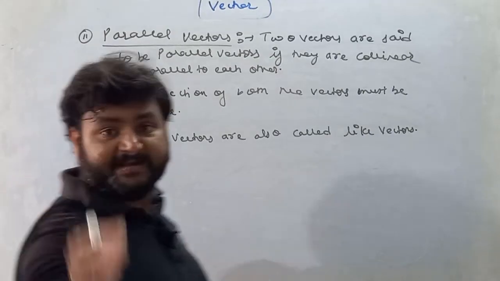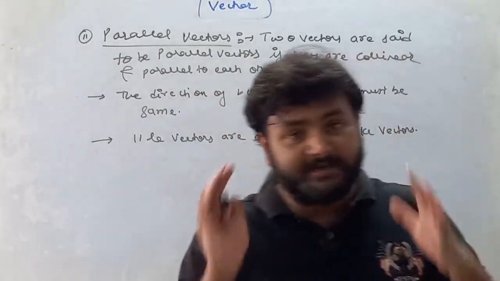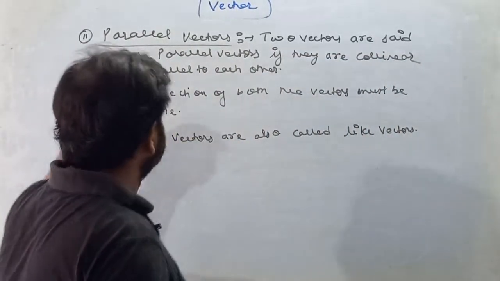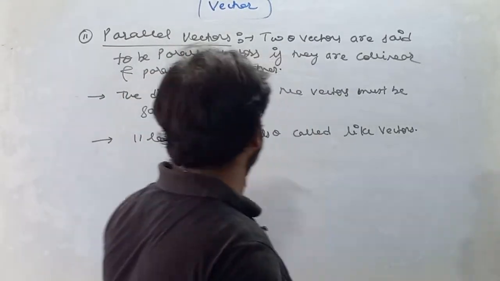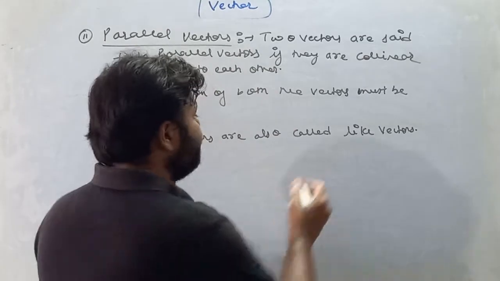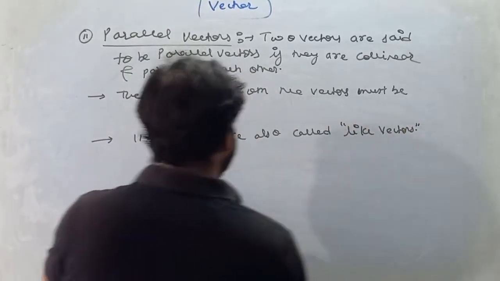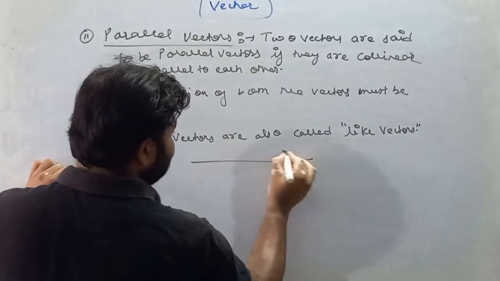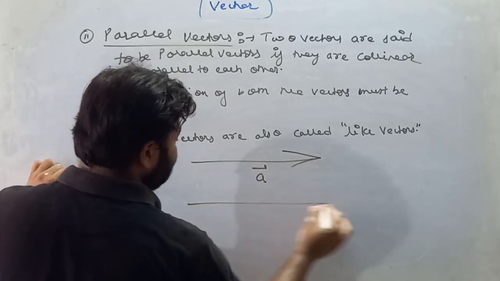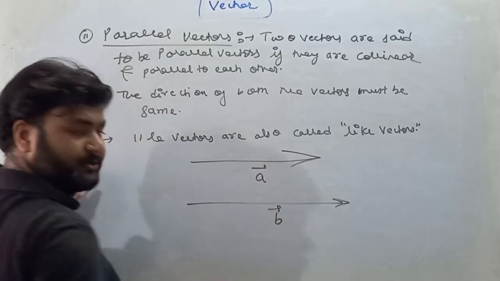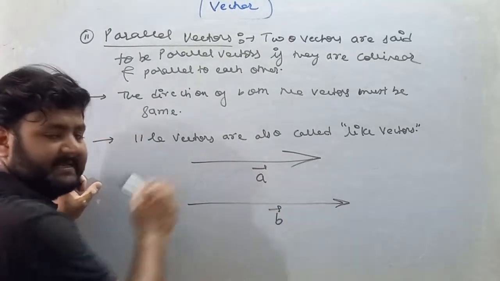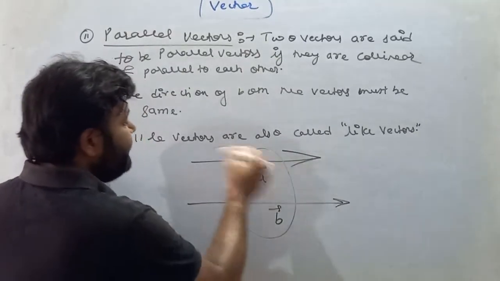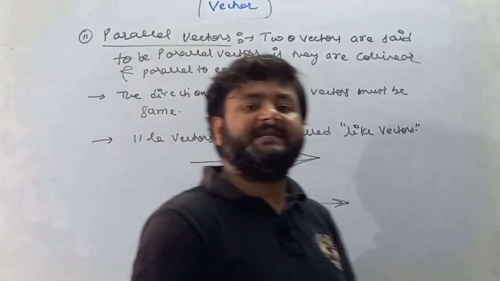First, if two vectors are parallel, then they are collinear as well. Second thing, if both the vectors are parallel, their direction must be the same, and parallel vector is also called, my dear student, like vectors. So see, if we have a vector and another vector is b vector, you are seeing here that both the vectors are parallel to each other and their directions are the same. So we'll say a vector and b vector are parallel vectors.